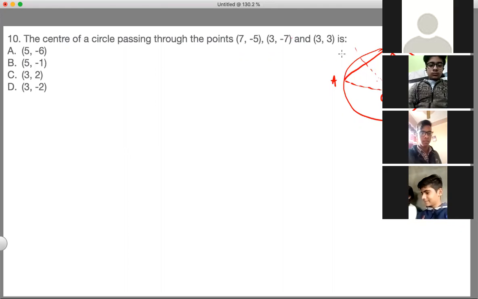ठीक है? So let's do by the simplest method first. The simplest method is actually equating the distances, right? So let's say what is OA.